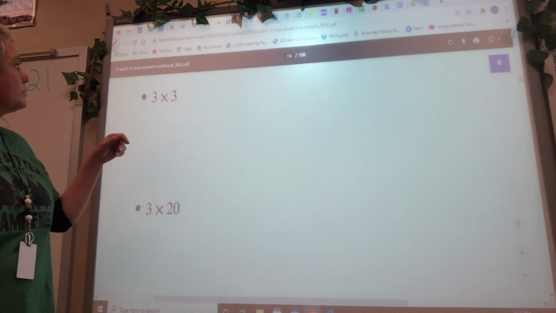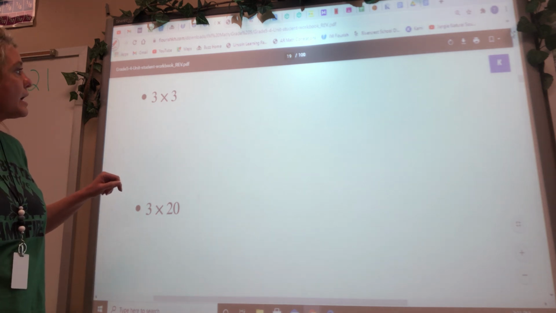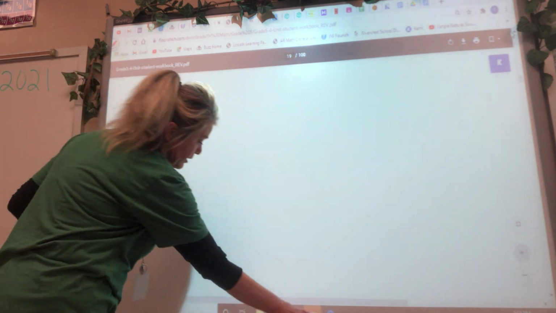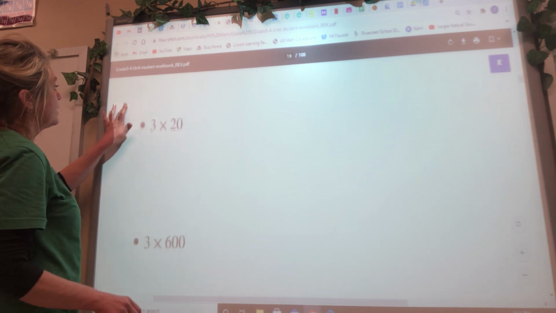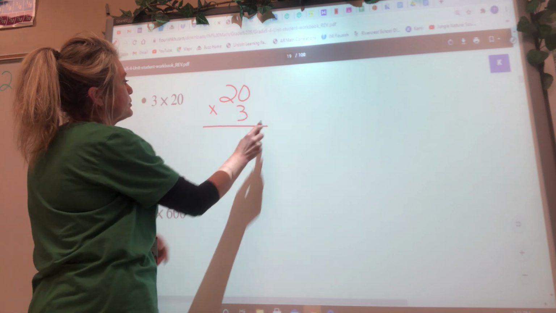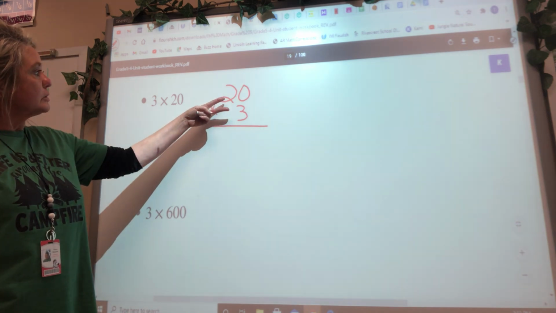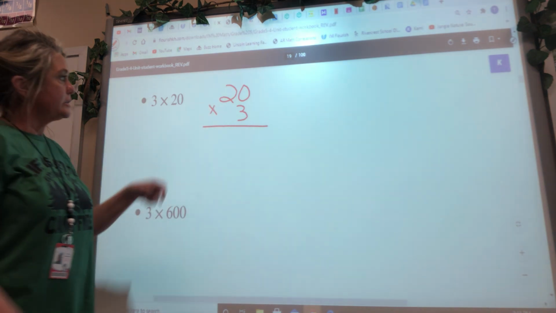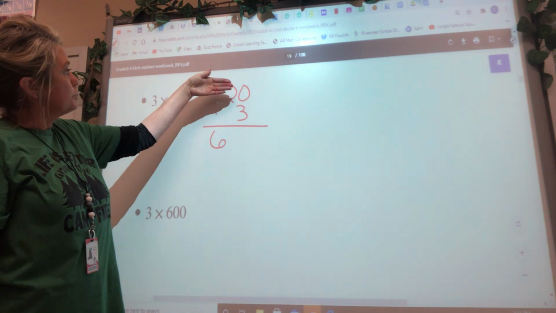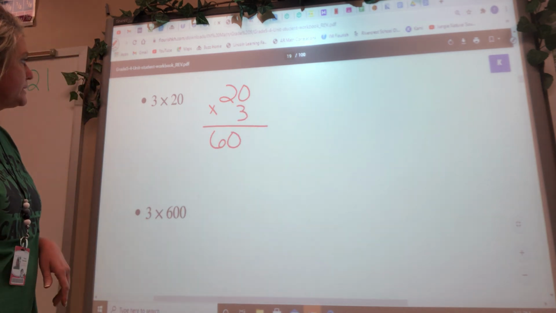Now, just to get warmed up, we know just some basic math facts. 3 times 3 is 9. 3 times 20. Anytime we are working with something that is a multiple of 10, like 20 times 3, meaning it ends in zeros, we can multiply the two whole number parts that you see. 3 times 2 is 6. And then how many multiples of 10 do you see? Just the one 0. So 20 times 3 is 60.